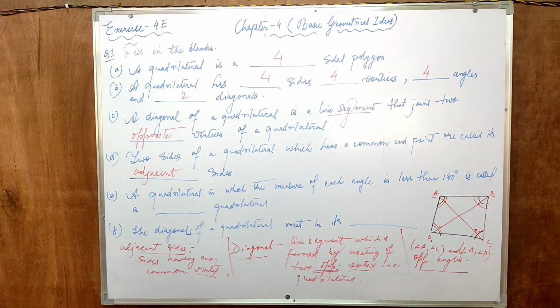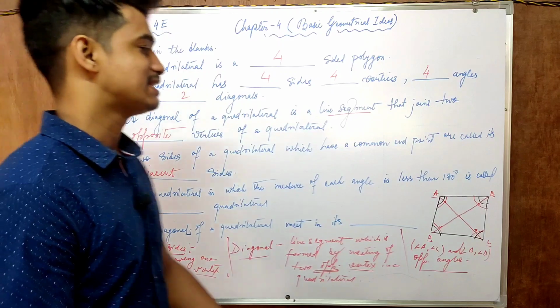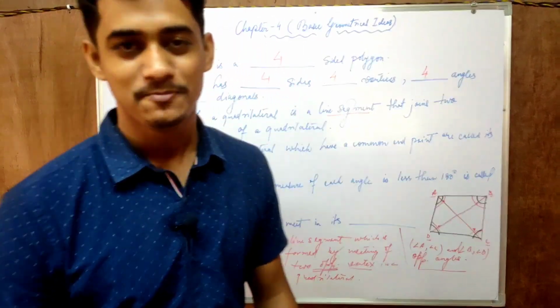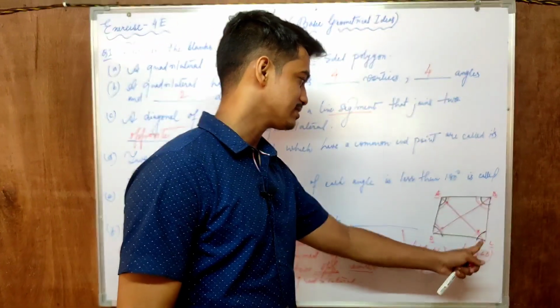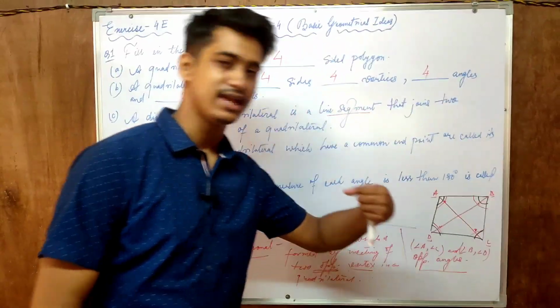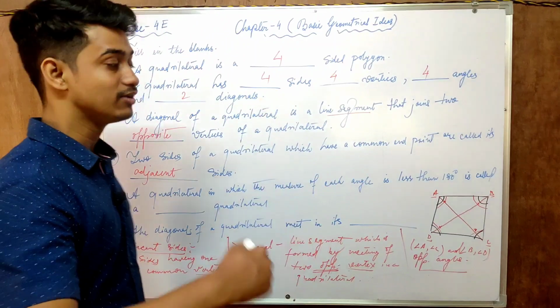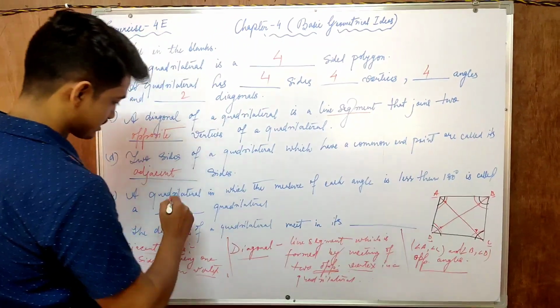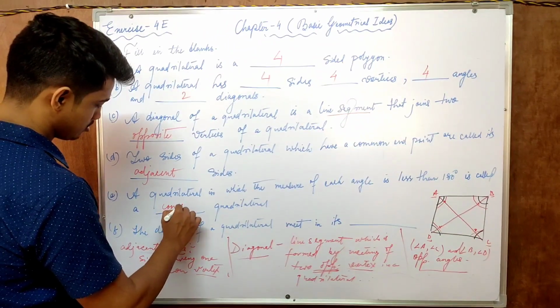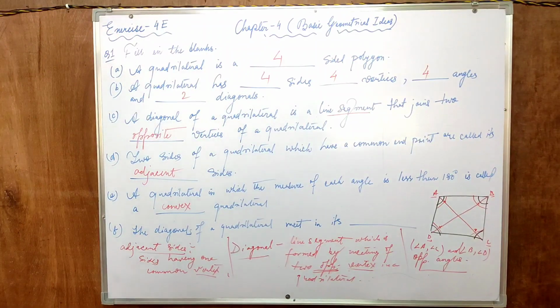A quadrilateral in which the measure of each angle is less than 180 degrees. We know that when all the angles are measured and we find that each and every angle is less than 180 degrees, then it is what type of quadrilateral? The first one. The first one is convex quadrilateral. Done. Moving on to our next part.